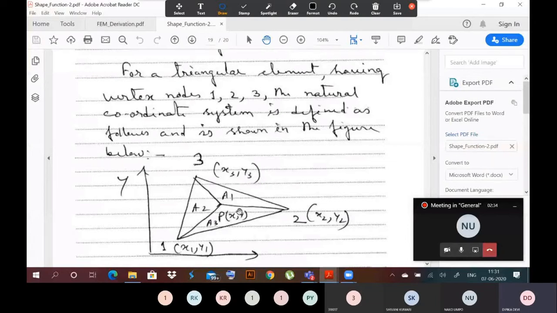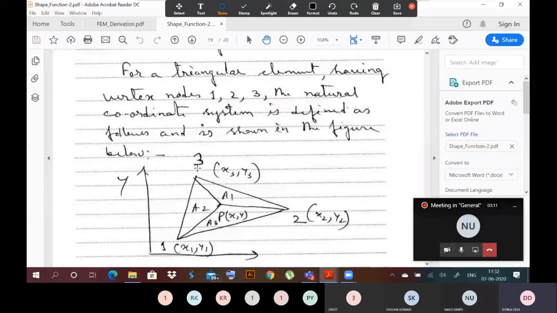What will be the values of the shape function for this particular point? If I want to find the displacement of this point, what will be the values of N1, N2, N3 in terms of the displacement of the nodes? The displacements of the nodes will be u1, v1 at node 1, u2, v2 at node 2, u3, v3 at node 3. We have to relate the displacement at point P with the displacement of the nodes using this shape function, which we will derive using the natural coordinate system.